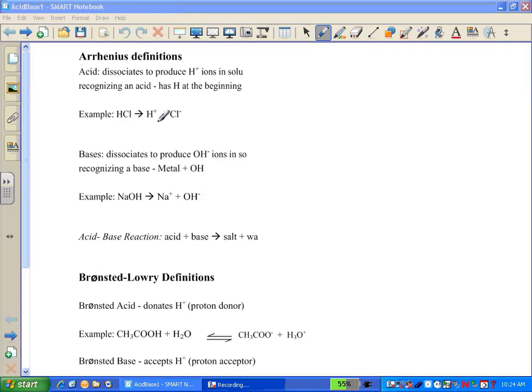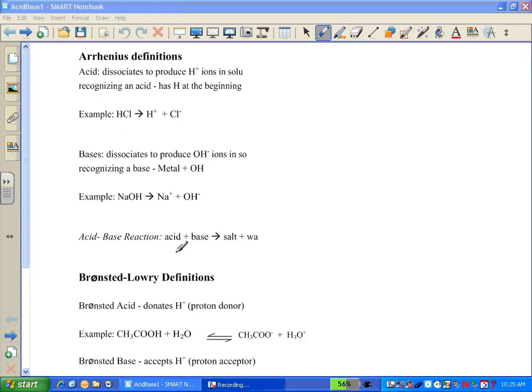Now it's important to note that it's the H+ and the OH-, or the hydrogen and the hydroxide ions, that are responsible for the properties of these substances. Properties such as: acids react with metals to produce hydrogen, acids react with litmus to produce a red color, or they're clear in phenolphthalein. Bases, on the other hand, react with litmus to produce blue, or react with phenolphthalein to produce a pink color.